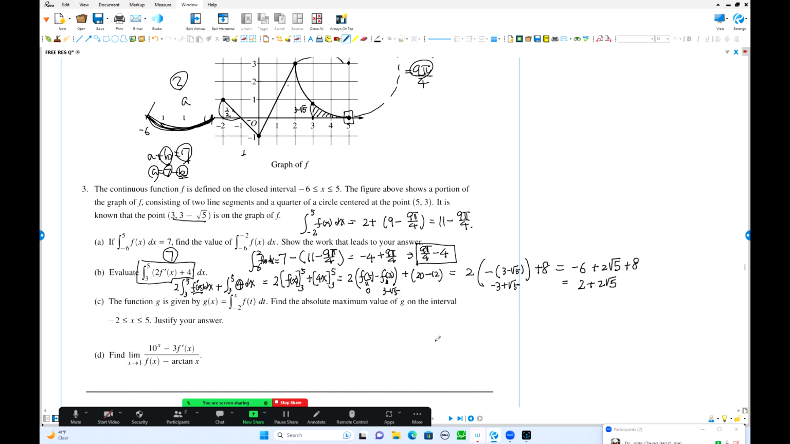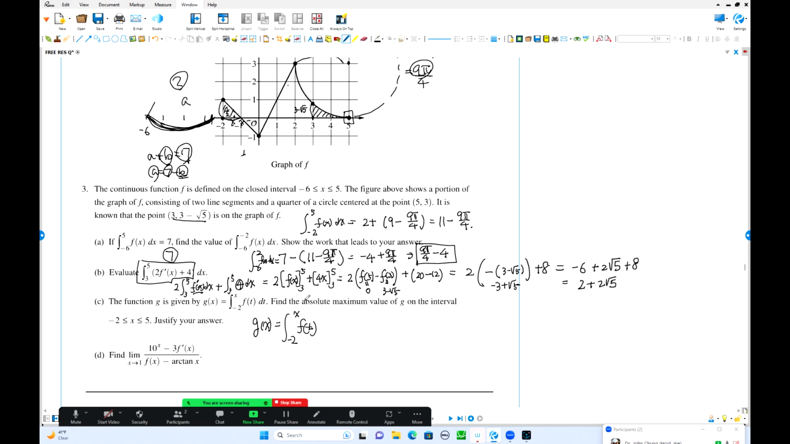The third question. The function g is given by, we create a new one using the area, okay? We're going to calculate the area from negative 2 to here, where x moves up to the right. That is x. So f of t is the same graph, this one. To avoid confusion, we just change the variable, okay?